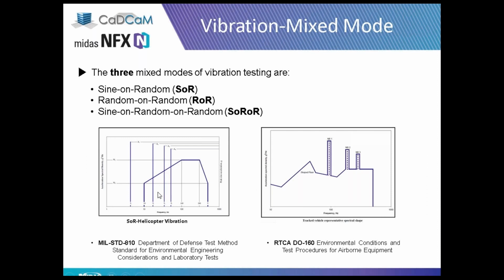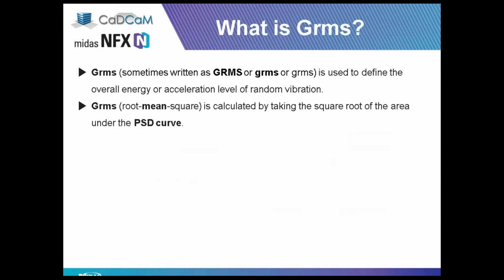The 2 standards that illustrate the testing method, the standards for environmental engineering conditions, vibration of course, in the laboratory, are elaborated in MIL-STD-810 and DO-160, which is environmental conditions and test procedures for airborne equipment.